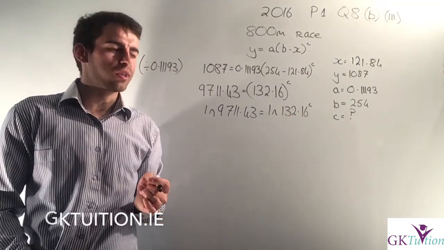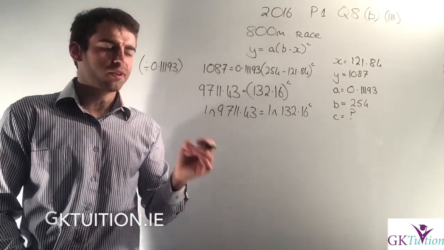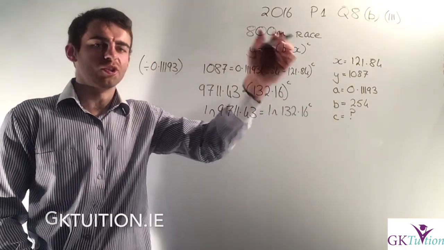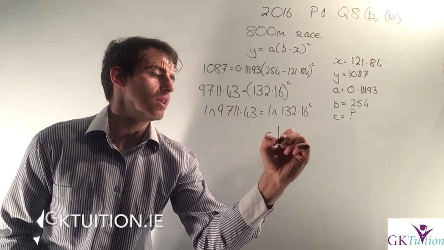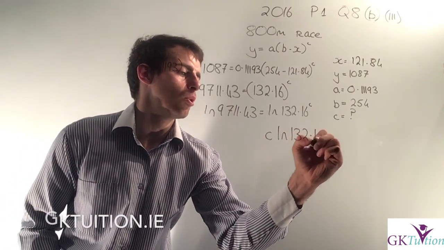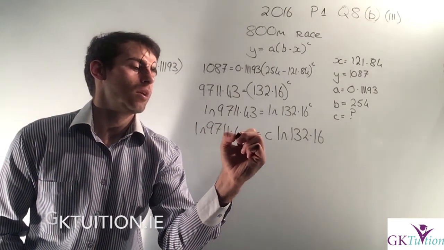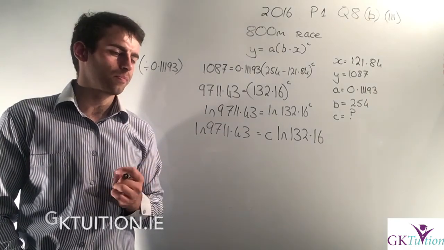The reason I introduce logs is because now I can apply the rules of logs. My third rule of logs says that if I have log of something to a power, I can just bring my power in front. So the right hand side becomes c times ln 132.16, and my left hand side will just stay the same. So now you'll notice my powers are gone. The question is a lot more straightforward.